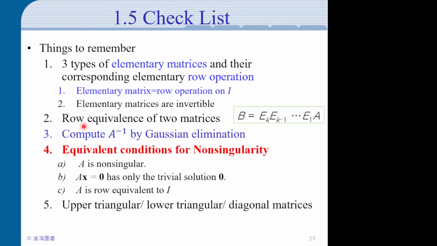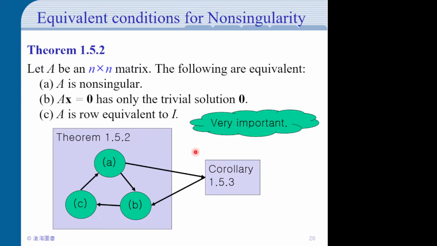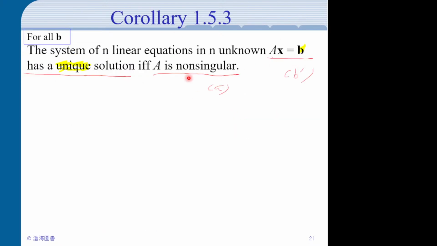Then we have conditions for non-singularity, and once again, remember that singularity is only for n by n matrices. These are Theorem 1.5.2 and Corollary 1.5.3. A is non-singular if and only if Ax equals 0 has only the trivial solution, and if and only if Ax equals b has a unique solution.